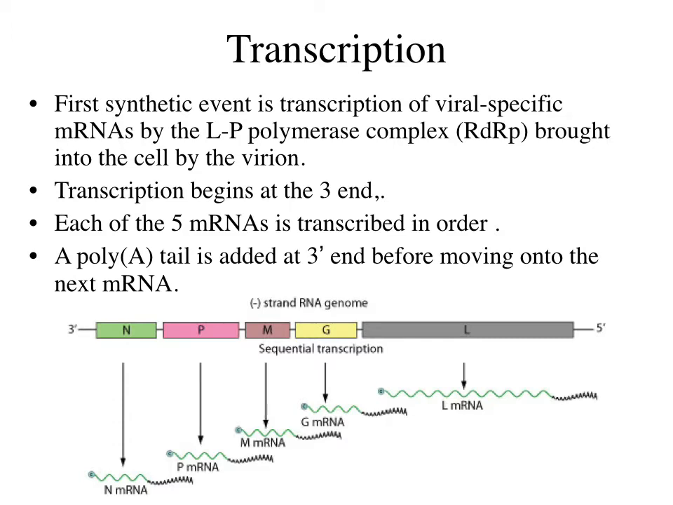Remember that we're going to have transcription of messenger RNA as the first step after the virion contents have been released into the cytosol. So remember that along with the genome, you also have your L-P polymerase complex, or the RDRP, that was carried in the virion. Transcription begins at the 3' end of the viral RNA, and each of the 5 messenger RNAs are transcribed in order. And you have a poly A tail added at the 3' end before moving on.